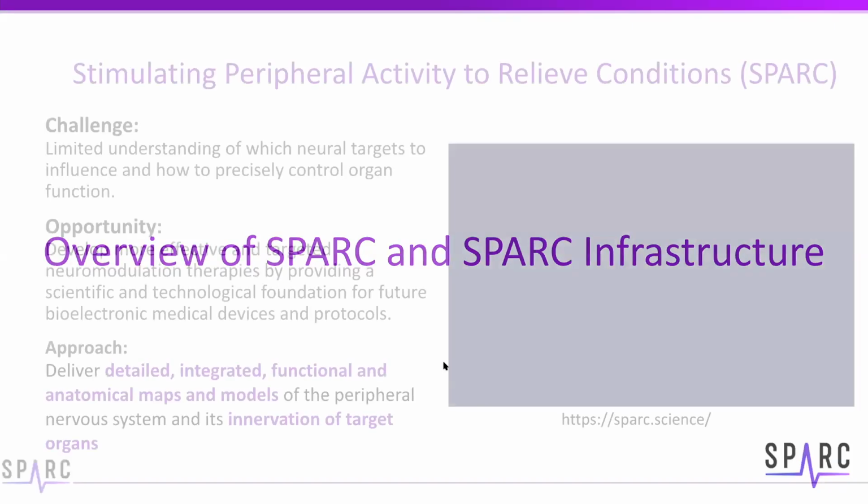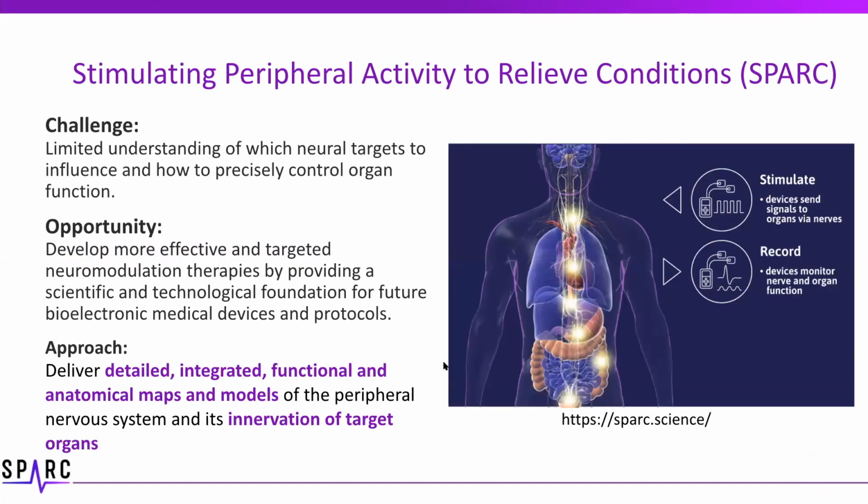So, as many of you on this call know, SPARC stands for Stimulating Peripheral Activity to Relieve Conditions. The goal of this program is to increase our knowledge of the anatomy and function of the autonomic nervous system for the purposes of being able to develop more effective and targeted neuromodulation therapies. So our approach is to be able to deliver detailed, integrated, functional, and anatomical maps and models of the peripheral nervous system and its innervation of target organs.